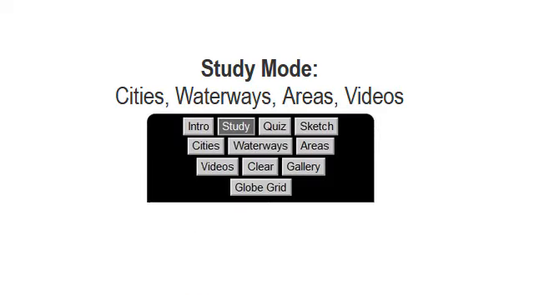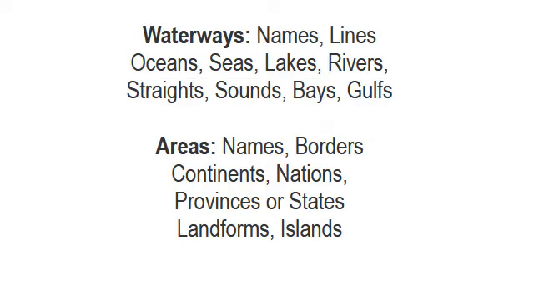The default view of the app is the study mode. The buttons display the locations of cities, waterways, areas, and videos. The clear button removes all information displayed over the map. Clicking on the Waterways button will display the names of navigable bodies of water, like oceans and seas, as well as large lakes and rivers. Depending on the scale of a map, clicking the Areas button will display the names of continents, nations, and islands.